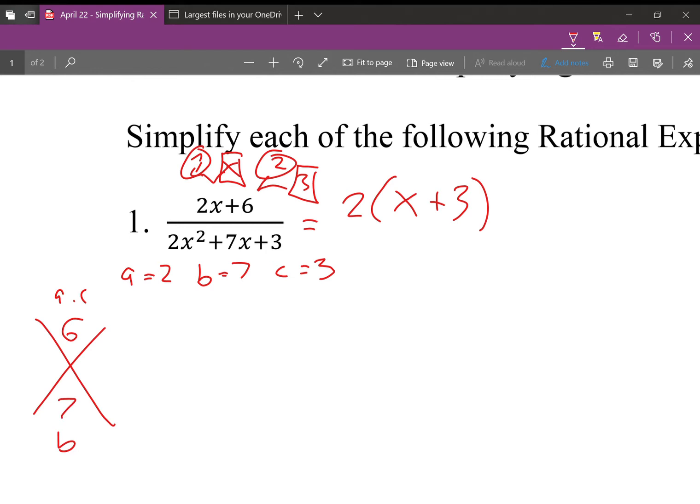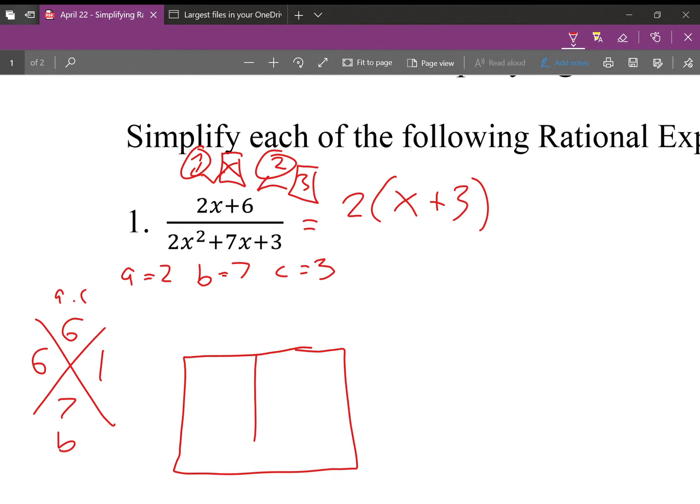Now, what's going to work here? To make 6, I'm either going to use 2 and 3 or 6 and 1. If we use 2 and 3, the bottom's going to be 5, and that's not what I want. So obviously, I'm going to use 6 and 1 instead. And we check, is 6 times 1 6? Yes. Is 6 plus 1 7? Yes. So my x is correct. It doesn't mean that's my answer.